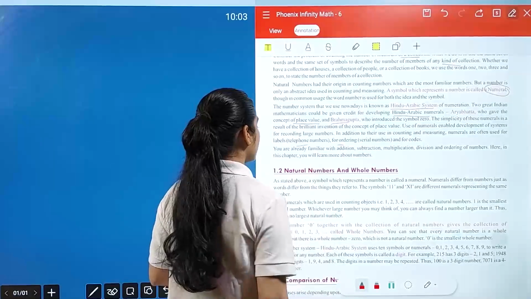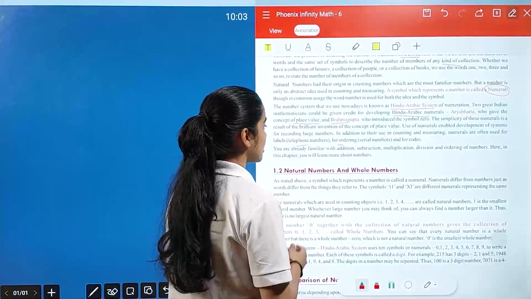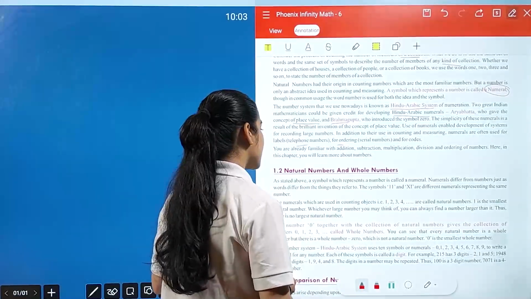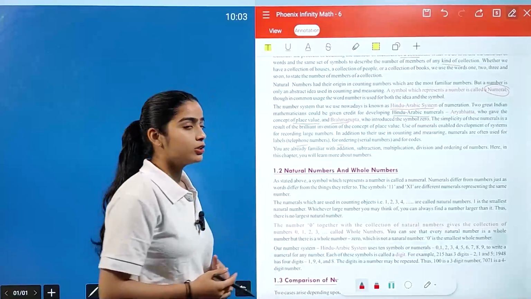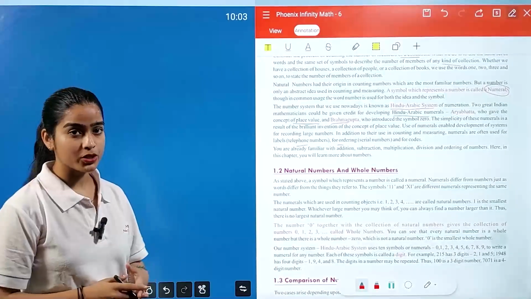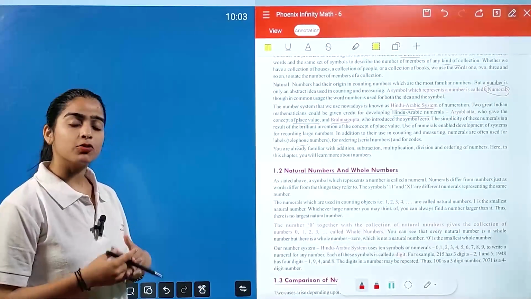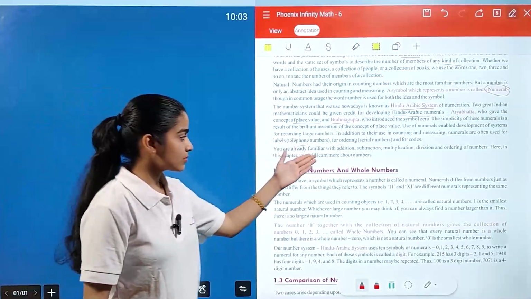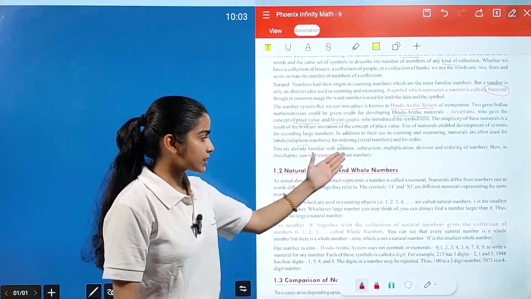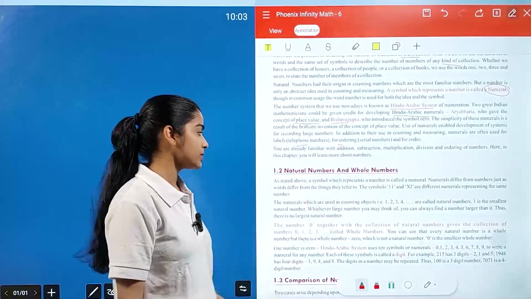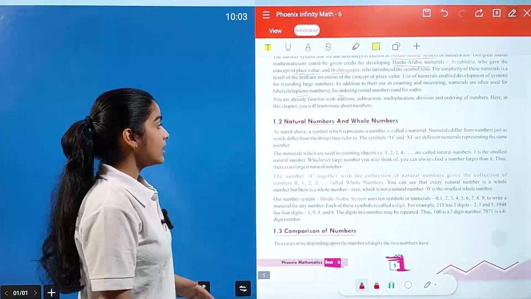You are already familiar with addition, subtraction, multiplication, division, and ordering of numbers. Here in this chapter you will learn more about numbers. So we already know about our 4 basic operations that we use with numbers to calculate anything. What are those basic operations? We have first addition, then subtraction, multiplication, and division. Let's get started further. Let's move forward.